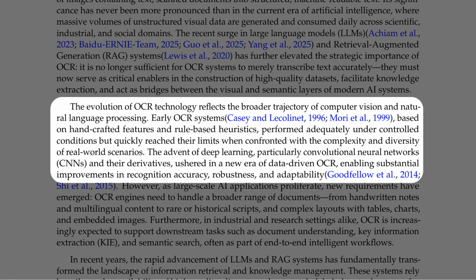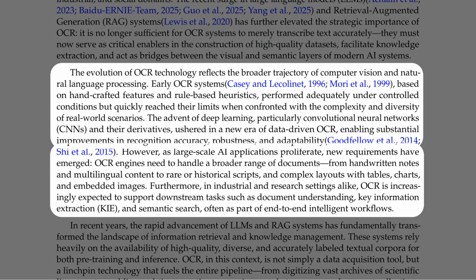The evolution of OCR technology reflects the broader trajectory of computer vision and natural language processing. Early OCR systems, based on handcrafted features and rule-based heuristics, performed adequately under controlled conditions but quickly reached their limits when confronted with the complexity and diversity of real-world scenarios. The advent of deep learning, particularly convolutional neural networks (CNNs) and their derivatives, ushered in a new era of data-driven OCR, enabling substantial improvements in recognition accuracy, robustness, and adaptability.